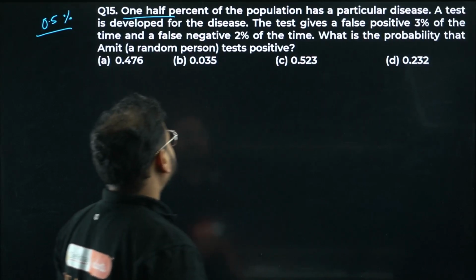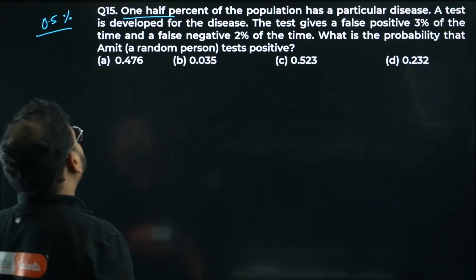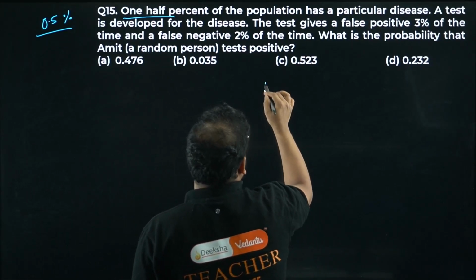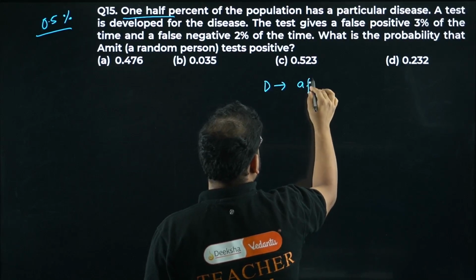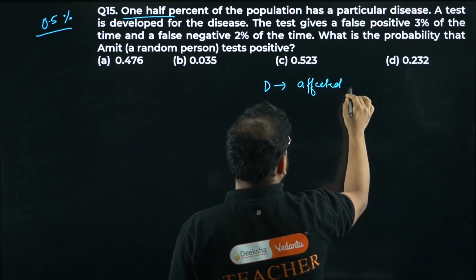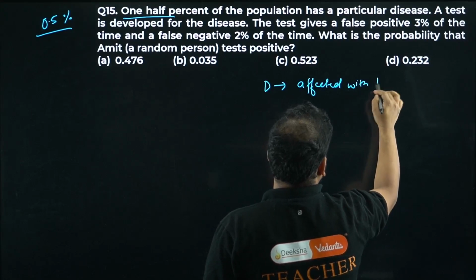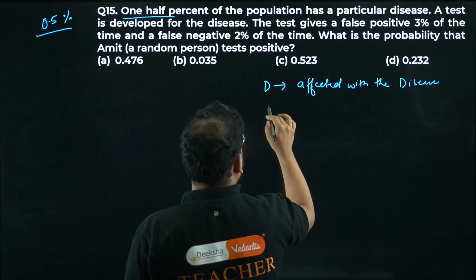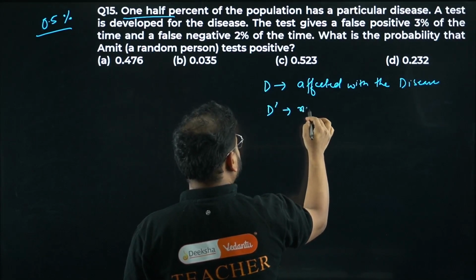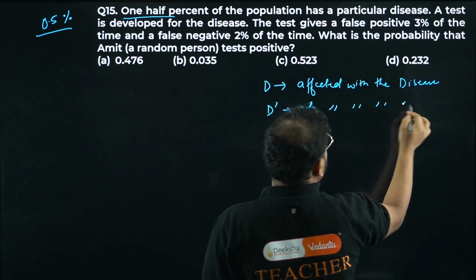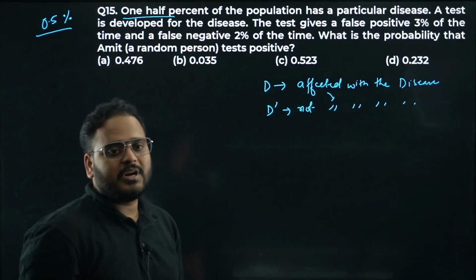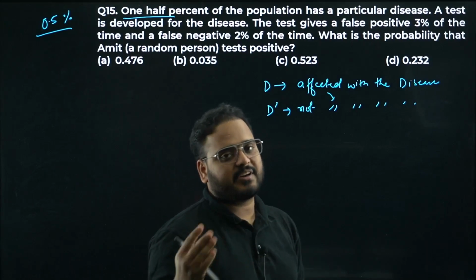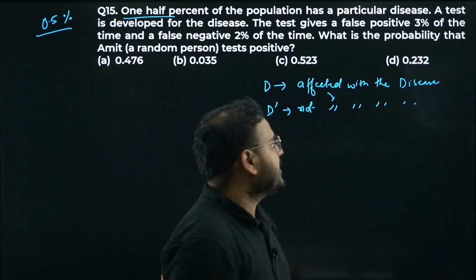Now, what is the probability that a random person, Amit, tests positive? Let's call a person who is affected with the disease the event D, and D dash will be not affected with the disease. So D dash is the event where the person chosen at random is not affected. D is for affected.